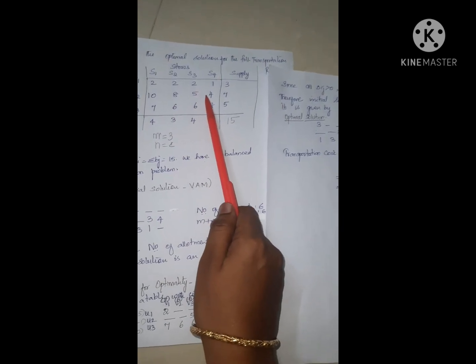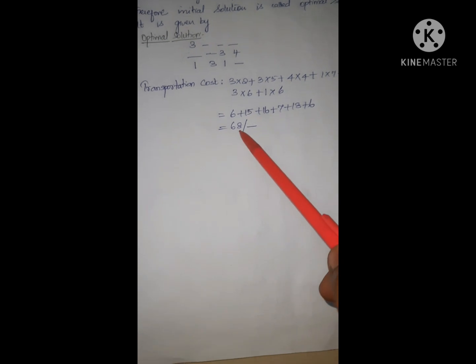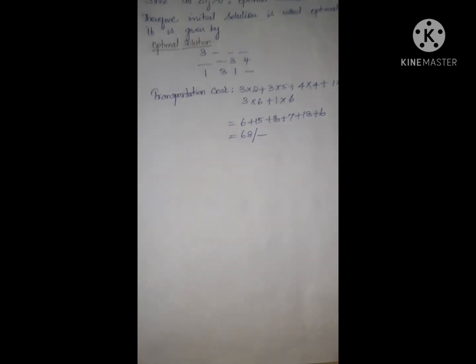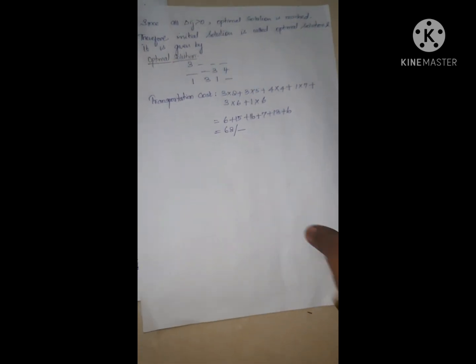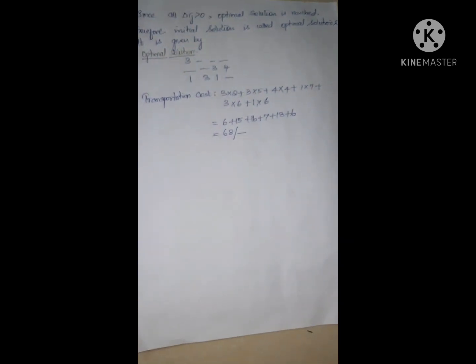3 into 5. Then 4, whose corresponding cost value is 4, so 4 into 4, 16. Like that, 1 into 7, 3 into 6, 1 into 6. Adding all these products will give our answer, 68. So this is going to be the final solution, the optimal solution, for the given transportation problem.